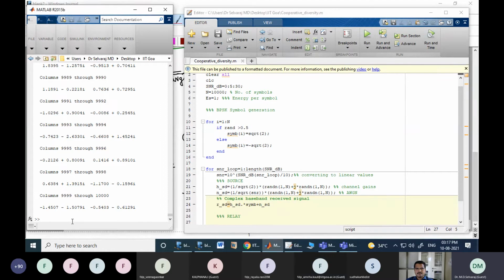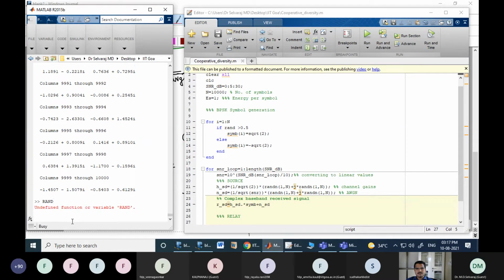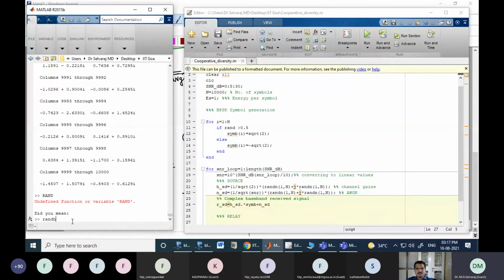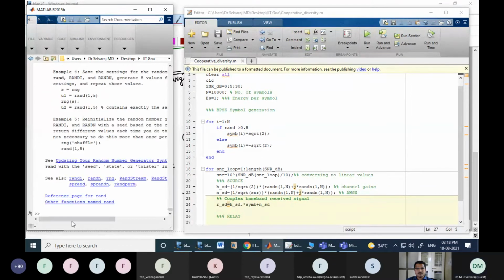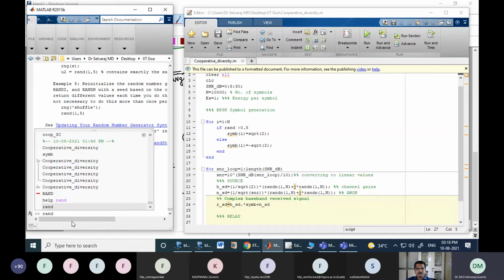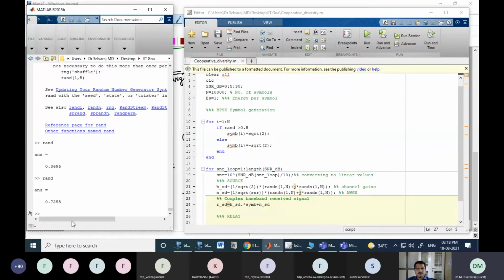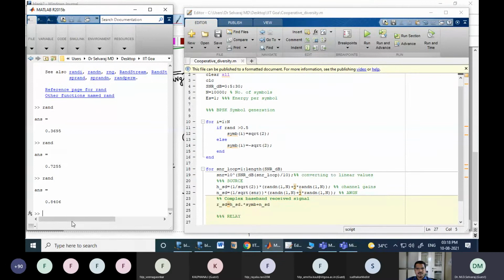Rand is not a random variable. Whatever I type in the command prompt, it is going to randomly produce a number between 0 and 1. For example, if you type help rand, it will produce a number between 0 and 1. If I type rand, it shows 0.36, next time 0.72, next time 0.84. So that means it randomly produces a number between 0 and 1.